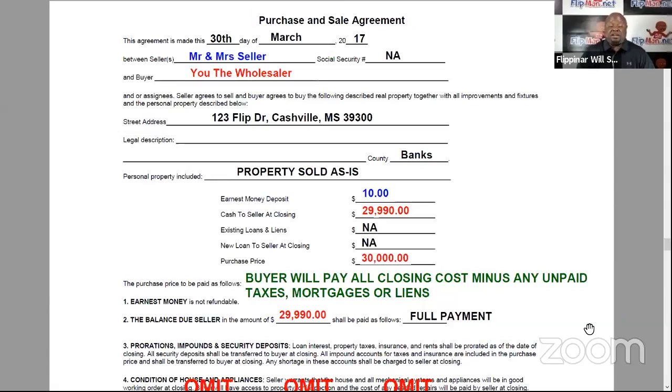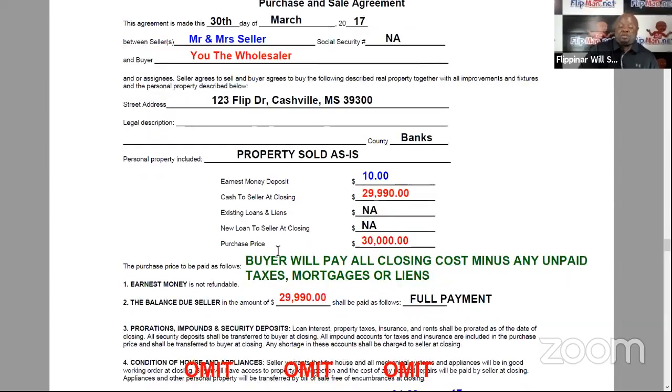So cash to seller at closing, I guess I need to highlight this. Cash to seller at closing is $29,990. Existing loans and liens, whether they have something or not, it won't matter because it'll come out in the title work. I put NA. New loan to seller at closing, I put in there. I really could take that out of all those contracts, but it's always been there, so it's no big deal. And then the actual purchase price, as I mentioned before, is $30,000.